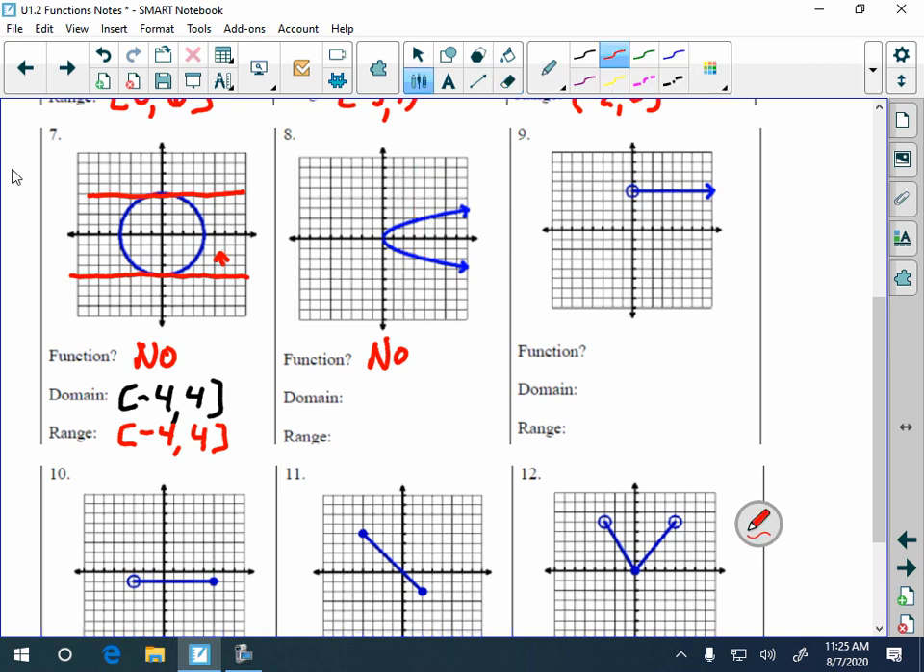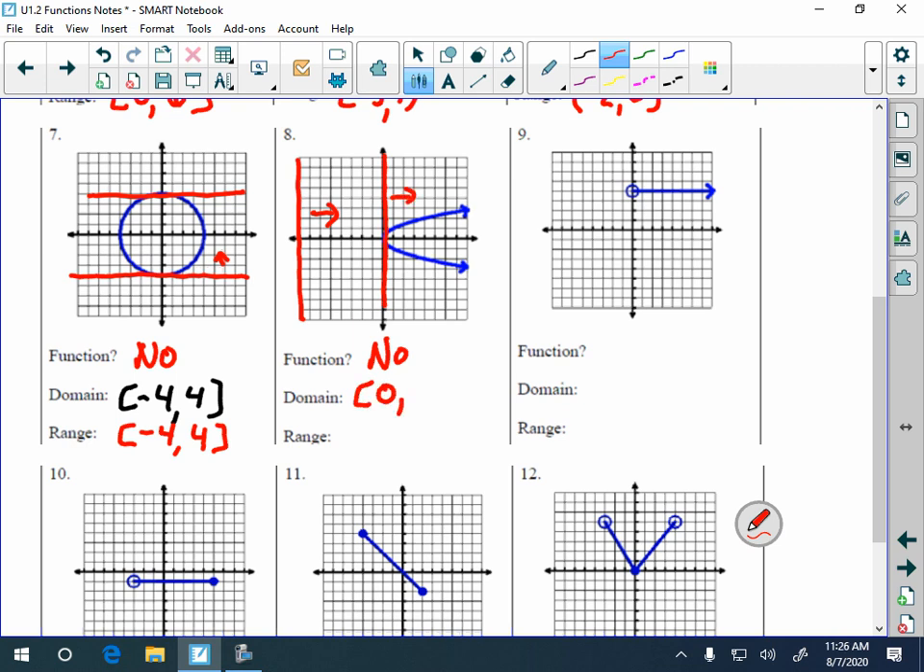Finding the domain, if I work left to right, again, I start on the left side and slide that vertical line over and find out when does that vertical line intersect the graph. When does it first hit? Well, it first hits right there, and that x value is 0. We're going to do a bracket.